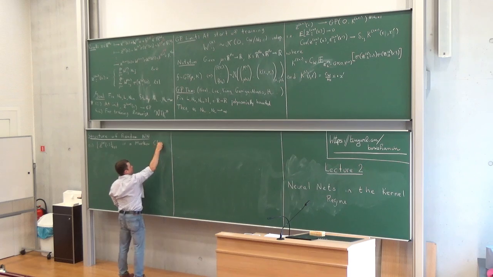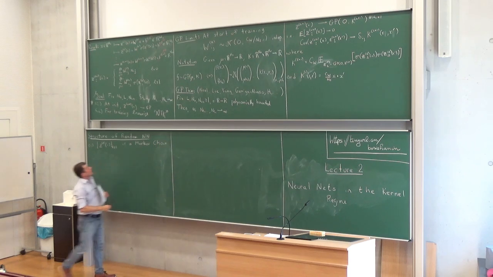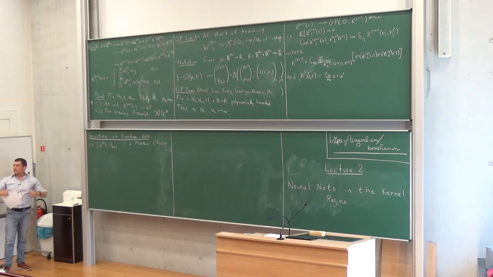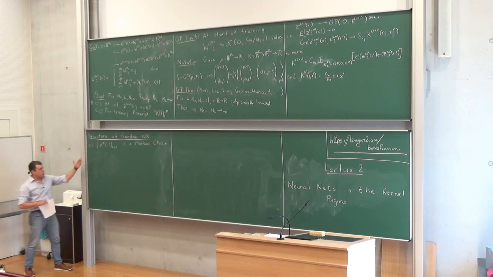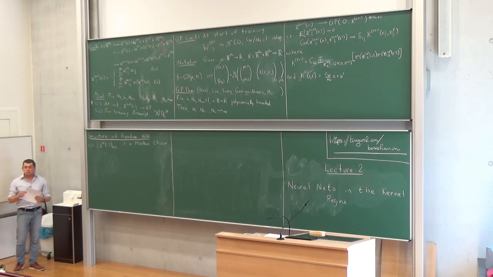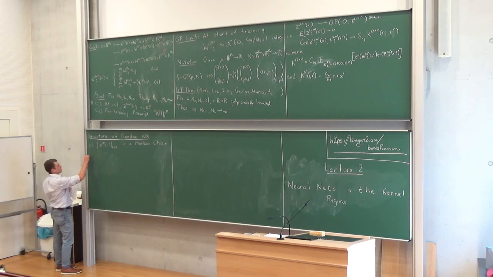Markov chain. Right, it's kind of obvious once someone tells you, you know, that's the point of this compositional structure. And so, okay, that's very helpful because anytime you have a Markov chain, you can do a one-step analysis. Okay, so let's do the one-step analysis.